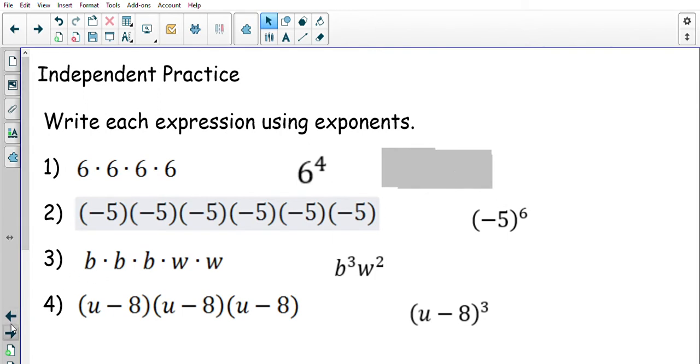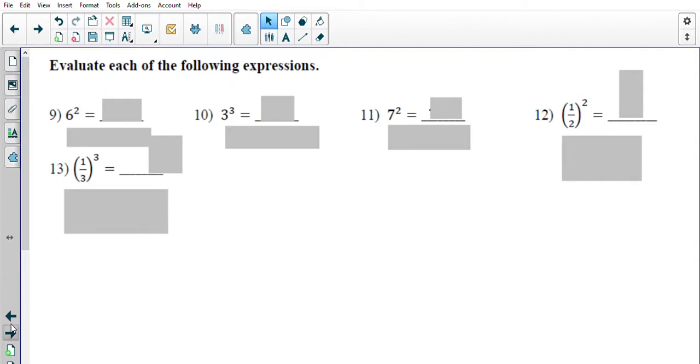All right, hopefully those are pretty easy for you. Let's move ahead. Numbers 9 through 13 ask us to evaluate. There's that word evaluate. Means to solve it. Get a number answer here. Evaluate each of the following expressions, and we are doing this without calculators. I think we can handle it.